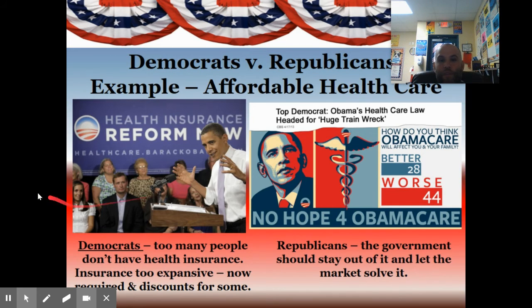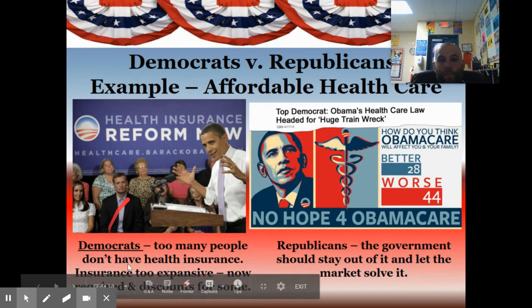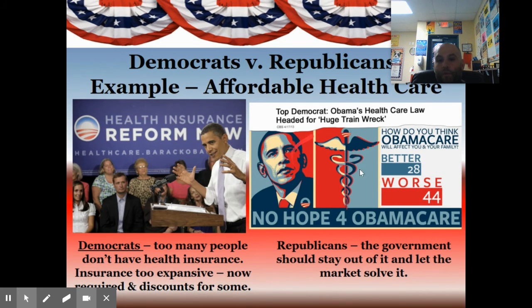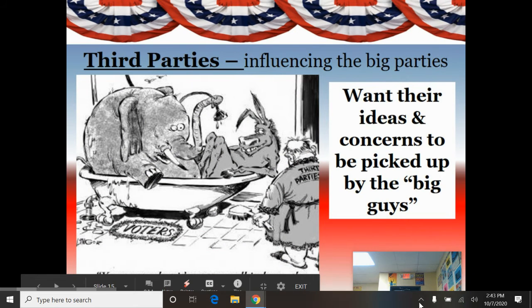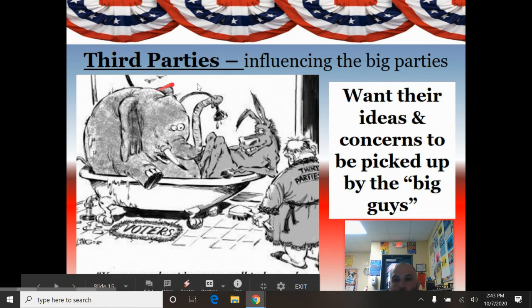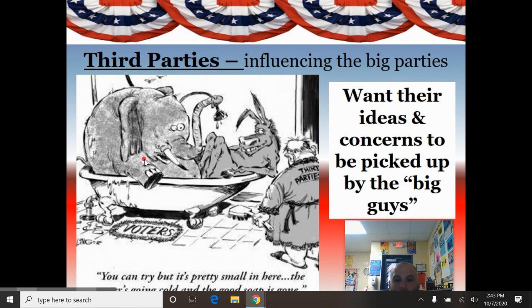And so there you see kind of more government, big government, raise taxes, provide services for those in need. Republicans, again, less government, less taxes. People can provide for themselves. So there are third parties in this country, and their job is to really influence the big parties. They want their ideas and concerns to be picked up by the big people.